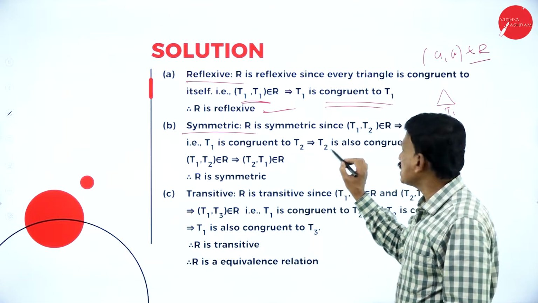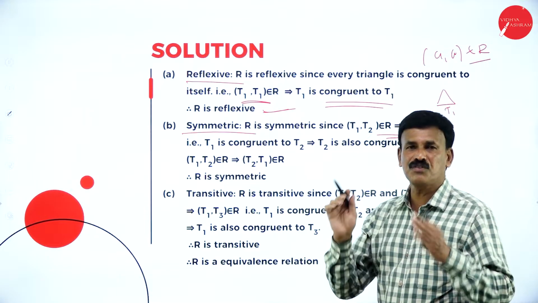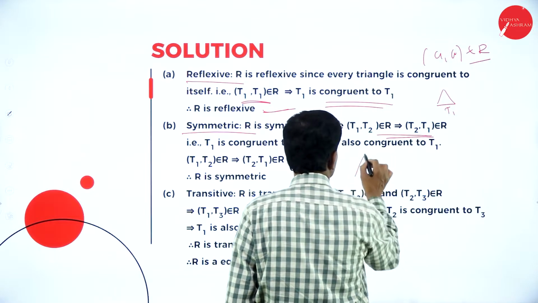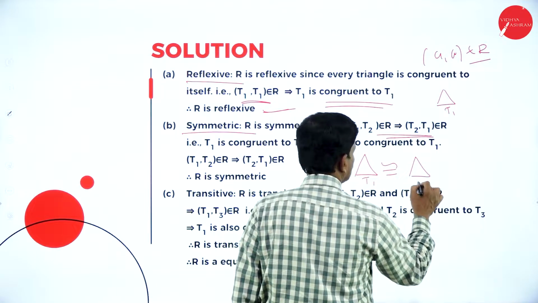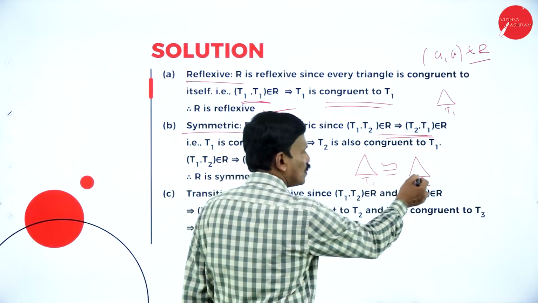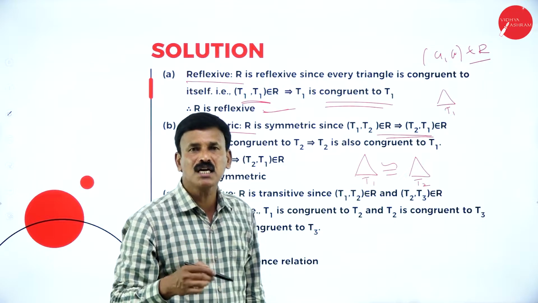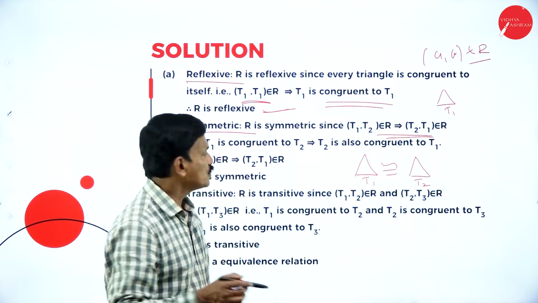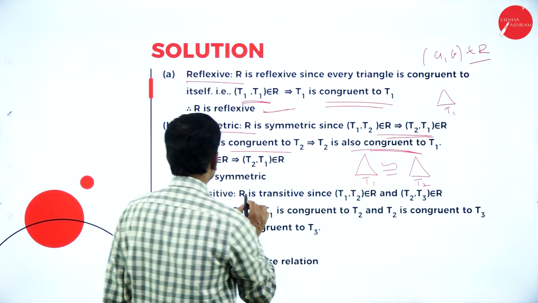Now, the second one, the symmetric property. R is symmetric since (T1, T2) belongs to R implies (T2, T1) also belongs to R. If a triangle T1 is congruent to triangle T2, then T2 is also congruent to T1. That means (a, b) belongs to R implies (b, a) also belongs to R. This is followed. Therefore, T1 is congruent to T2 implies T2 is also congruent to T1.